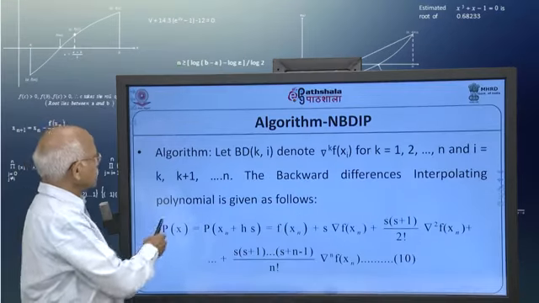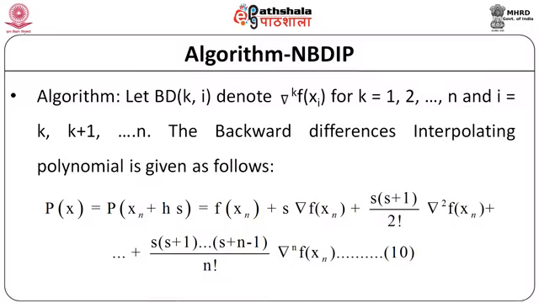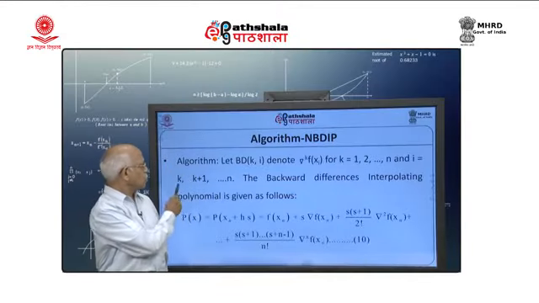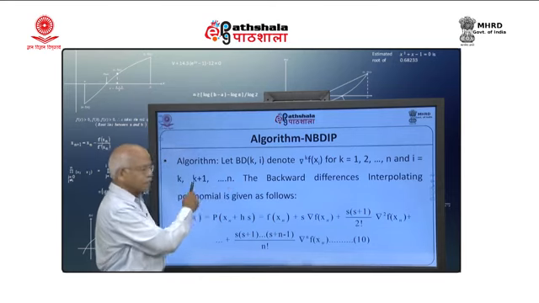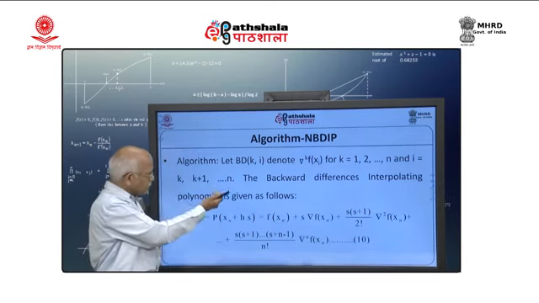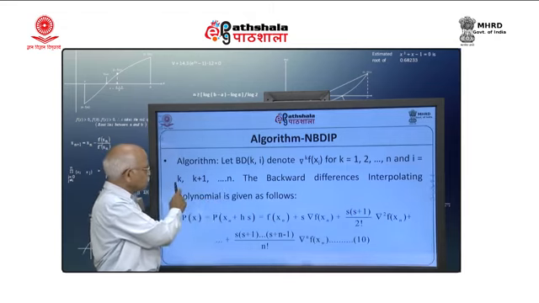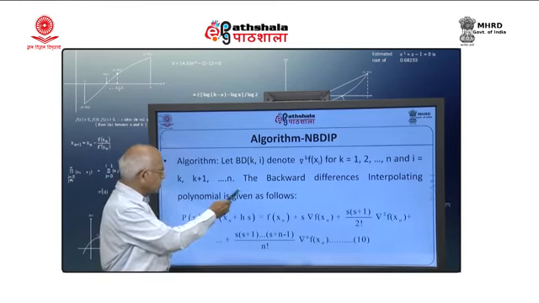Now, the algorithm starts again with let b d k i. So, I am considering the kth order backward difference at point x i, represented by b d k i, where k is equal to 1, 2, 3 up to n and i is equal to k plus 1 up to n. So, we are computing backward differences from the back side and we go only up to k, so k to n. The backward difference interpolating polynomial is given as follows.